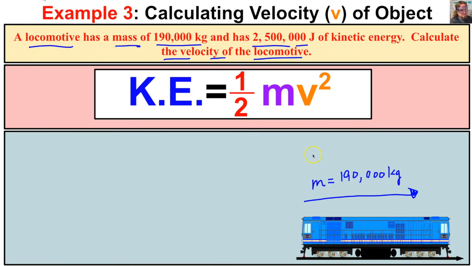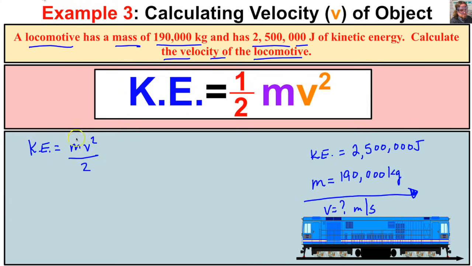So this thing here has a kinetic energy equal to 2,500,000 joules. And so what we're asked to figure out is, if its mass is this and its kinetic energy is this, we want to figure out how fast this is traveling. How fast in meters per second is this locomotive traveling down the tracks here? So we know that the kinetic energy of an object is going to be equal to the mass times velocity squared over 2. And in this problem here, we're asked to solve for v.